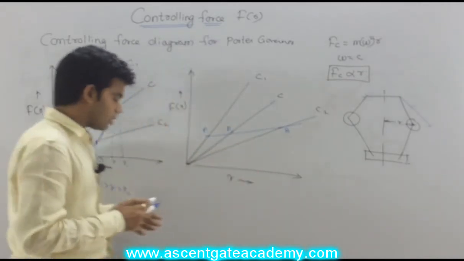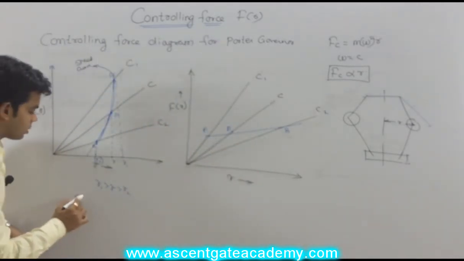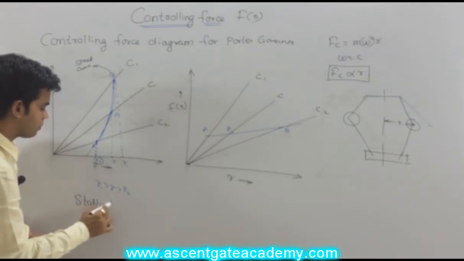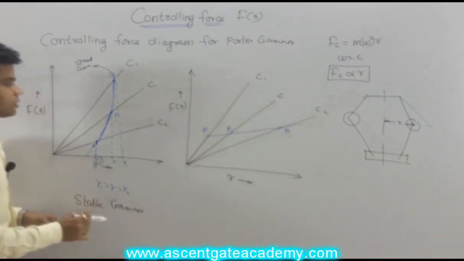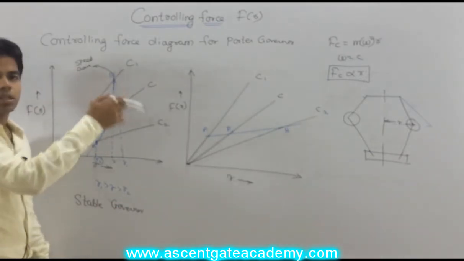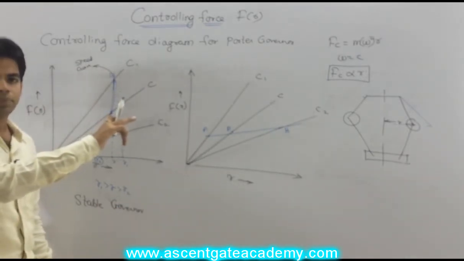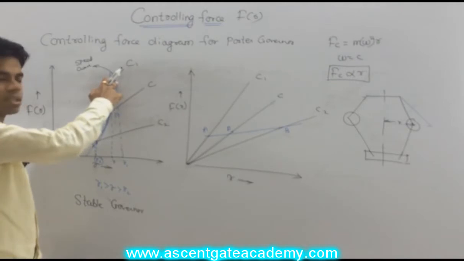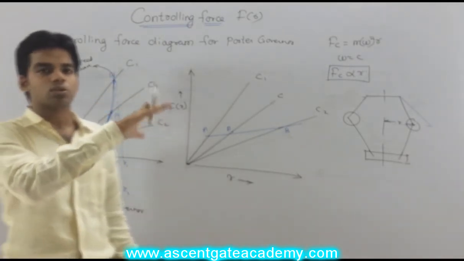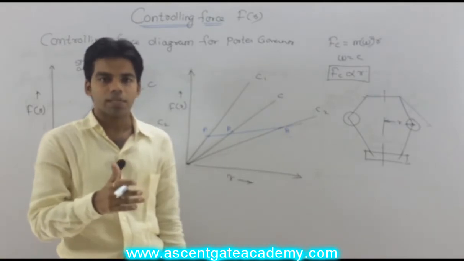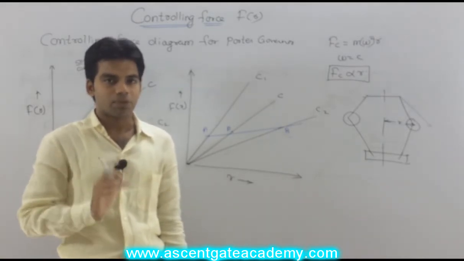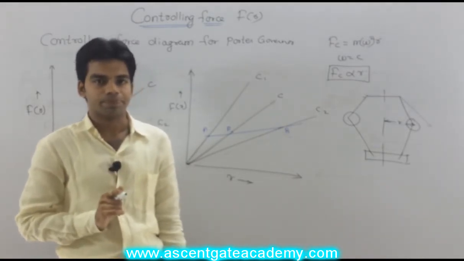Okay, so such type of governor is nothing but a stable governor. Why stable governor? Because if the speed is increasing, the valve closes automatically, because the radius of rotation is increasing, so the speed can be maintained. If the speed is decreasing, the valve opens automatically, so the speed can be maintained. Such type of governor is called the stable governor.